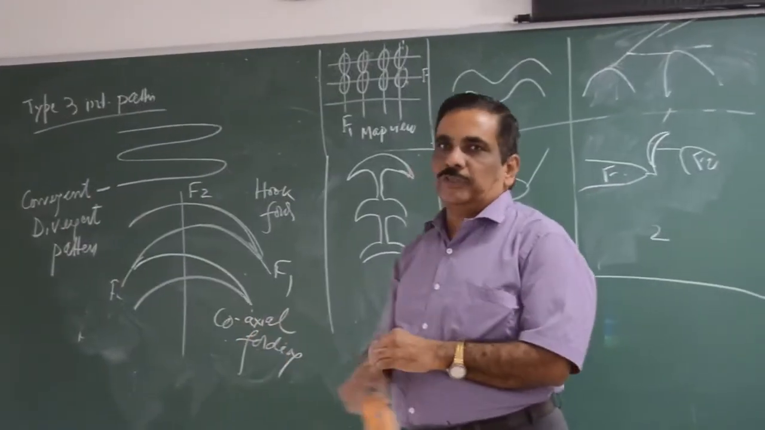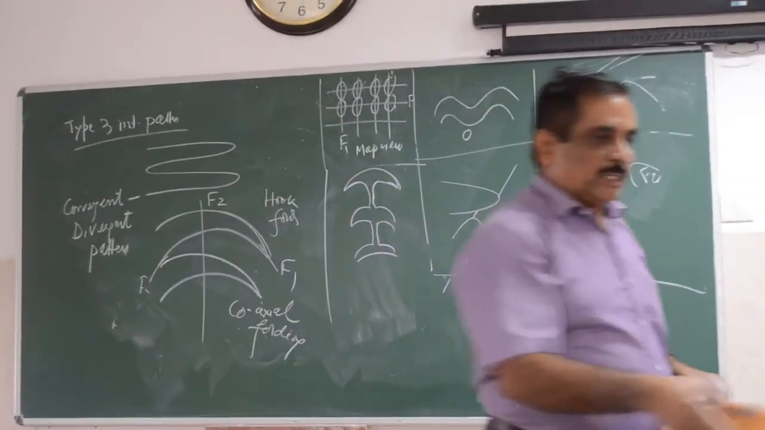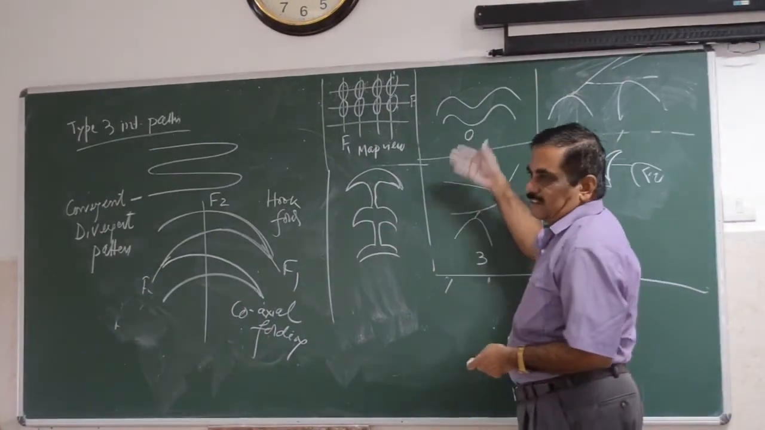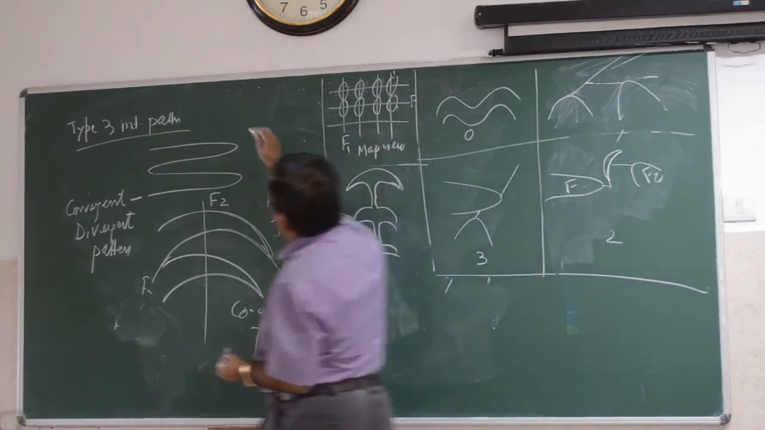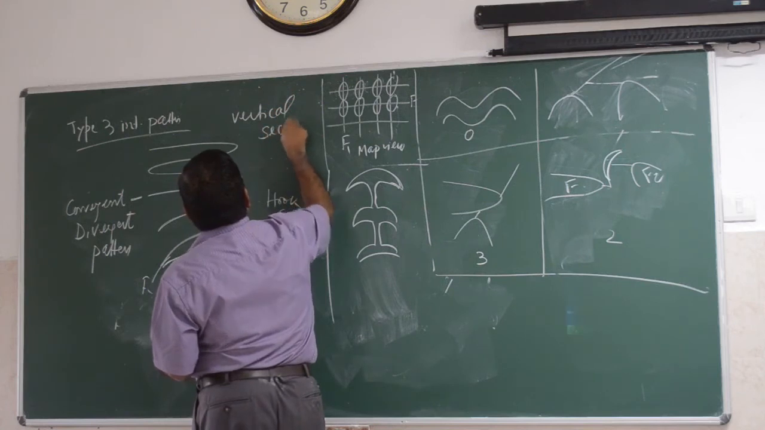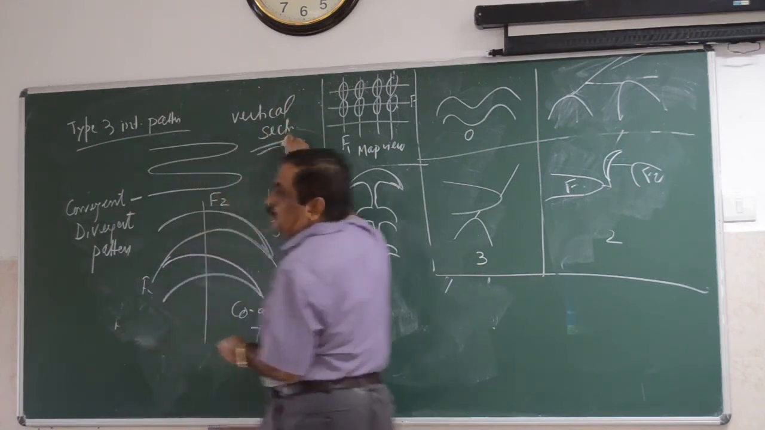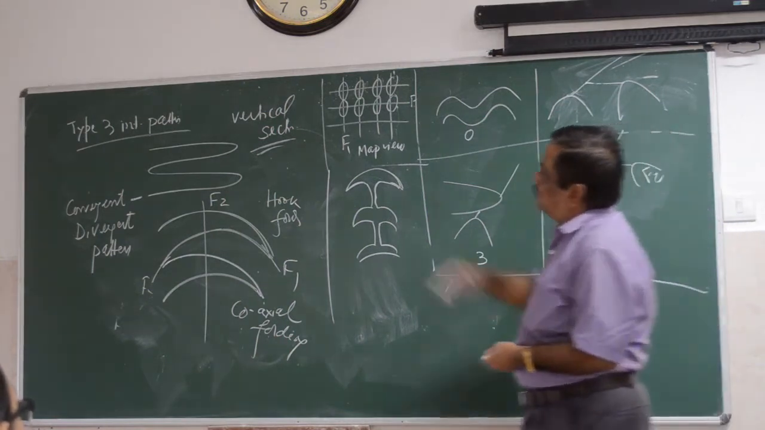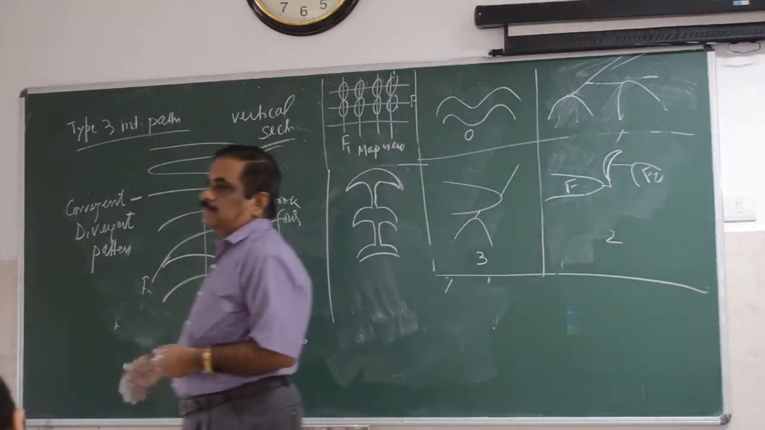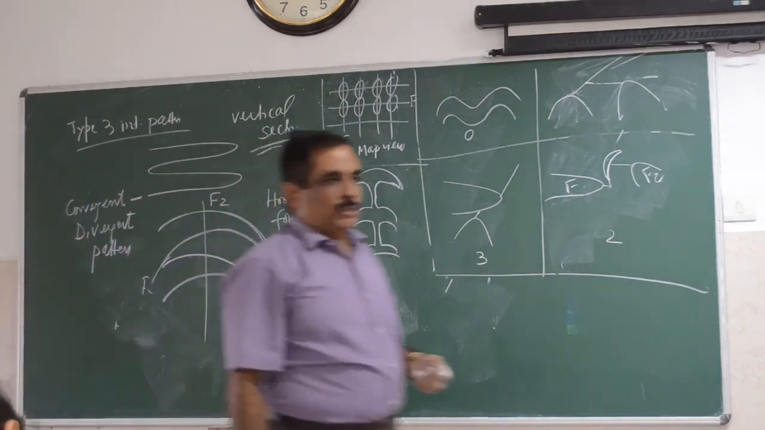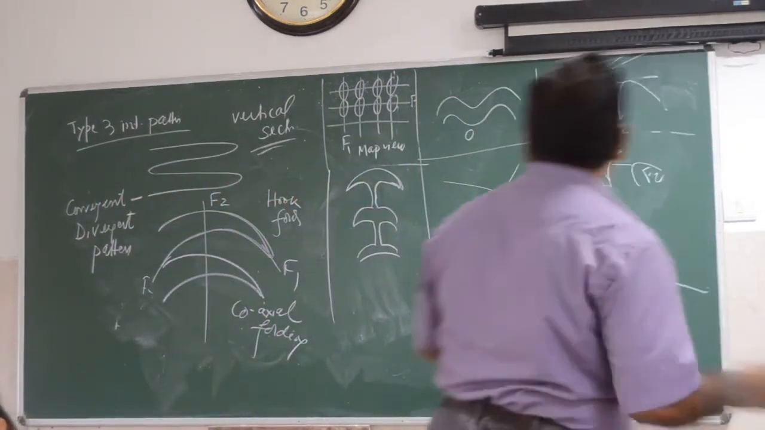So the distinction between these two you have to understand now. This interference pattern you will also see in a vertical section, not on the map. So the map view is only for the type 1 interference pattern. These two are on vertical sections. No problem now? So that is the distinction between type 2 and type 3. Yeah?